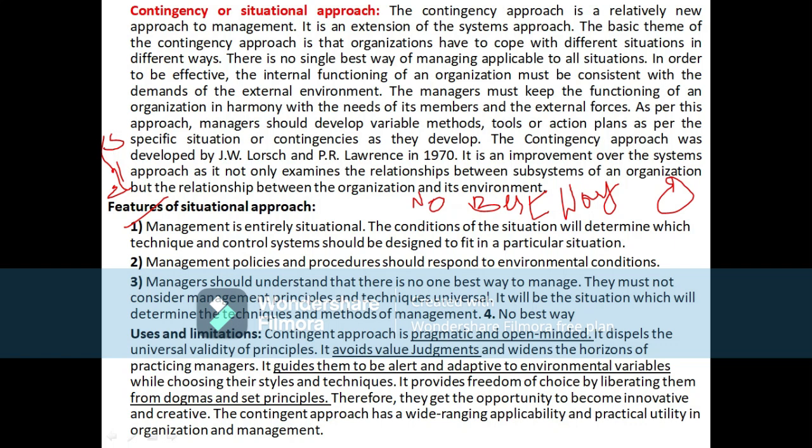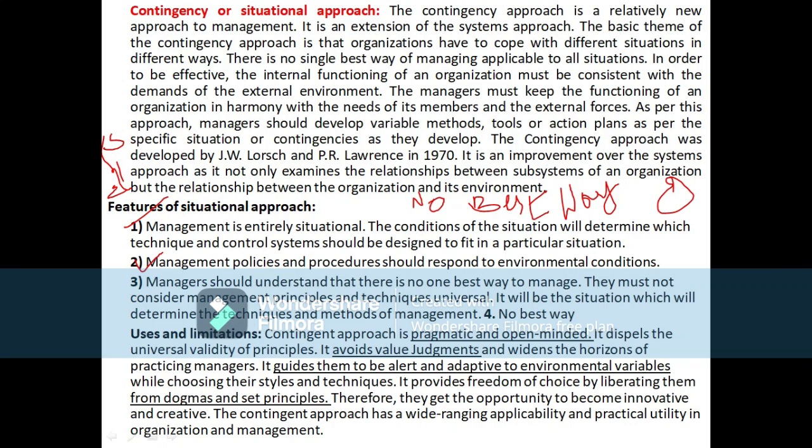Then another one is management policies and procedures should respond to environmental conditions. As I said before, here they have studied the relation between organization structure and environmental conditions. So according to that, management policies and procedures should respond to environmental conditions. Depending upon the changes in the environment, they have to change their internal policies and procedures. Management should fit its approach to the requirements of the particular situation. So to be effective, management policies and practices must respond to environmental changes. The organizational structure, the leadership style, and the control system all should be designed to fit the particular situation.